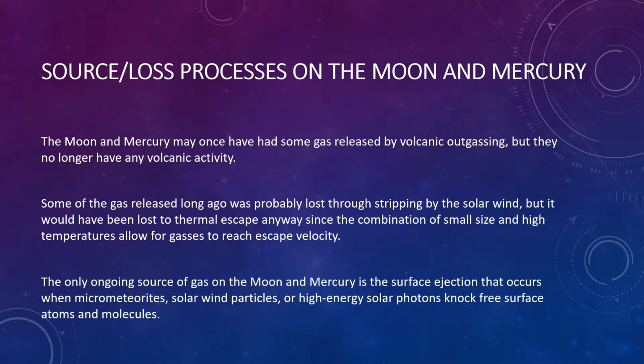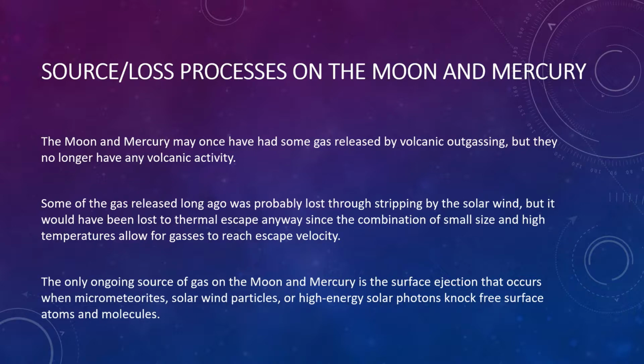Well, the Moon and Mercury may once have had some gas released by volcanic outgassing, but they no longer have any volcanic activity, and any gas that was released in the distant past is now long gone. Some of the gas released long ago was probably lost through stripping by the solar wind, but it would have been lost to thermal escape anyway. Mercury cannot hold much of an atmosphere because its small size and high daytime temperature means that nearly all gas particles eventually achieve their escape velocity. The Moon is cooler than Mercury, but its size is even smaller, which gives it a lower escape velocity, and as a result, gases escape about as easily on both worlds.